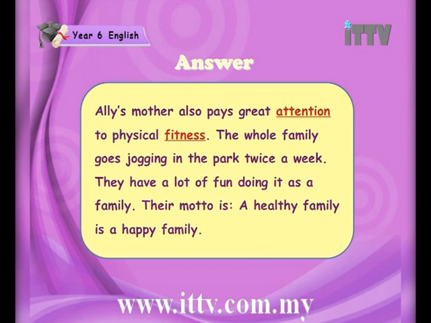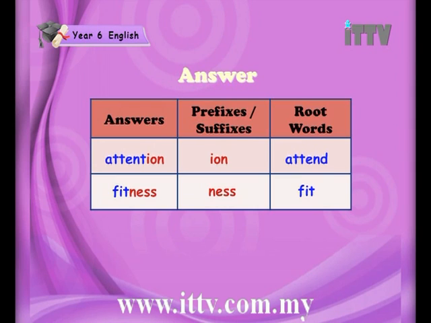The whole family goes jogging in the park twice a week. They have a lot of fun doing it as a family. Their motto is, "A healthy family is a happy family." Now let's see how we write those answers in our table. Attention, the answer. The suffix ion, the root word attend. Note the spelling, the root word attend. The next word, fitness. The suffix is ness, the root word fit.